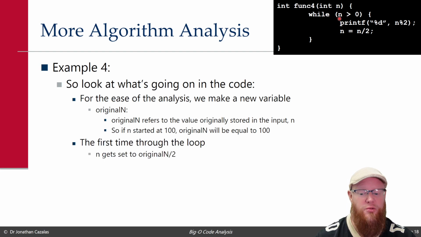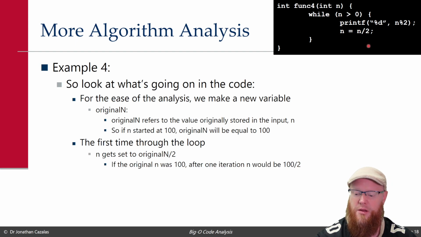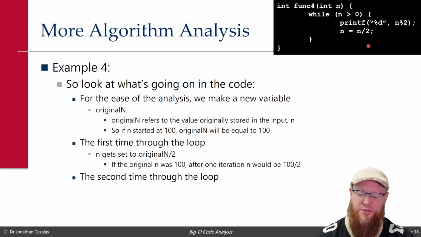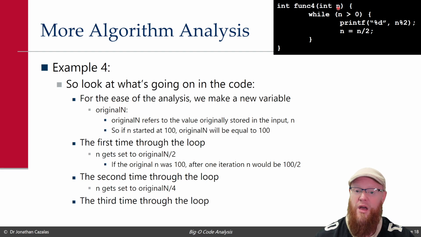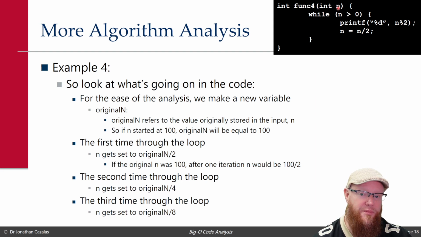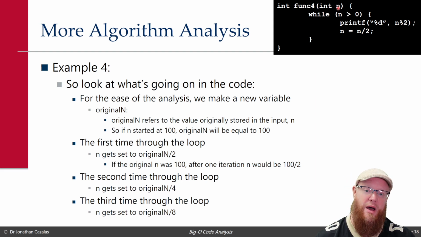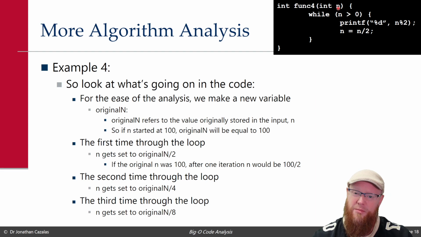The very first time through the loop, n gets set to original n over 2, right? n gets set to the original value divided by 2. If n was 100, after one iteration, n is now 50. The second time through the loop, n gets set to original n divided by 4, right? If n was 100, then 50, then it becomes 25. The third time through the loop, n gets set to original n divided by 8. The fourth time would be original n divided by 16. What you want to keep doing is think about, okay, what about the fifth time? Original n divided by 32.